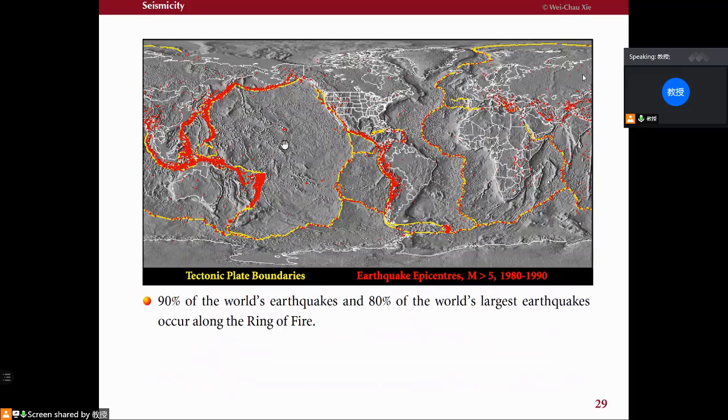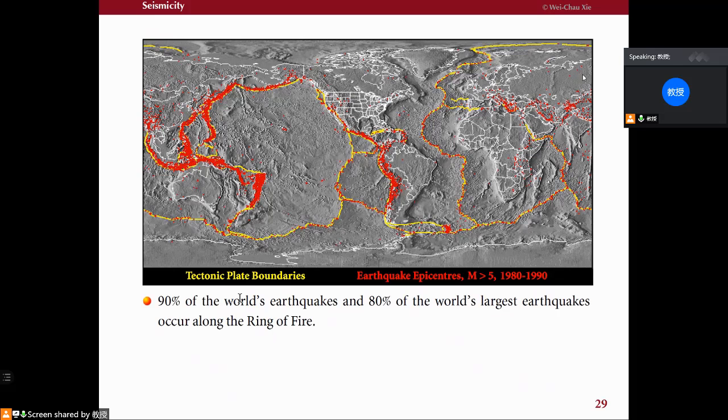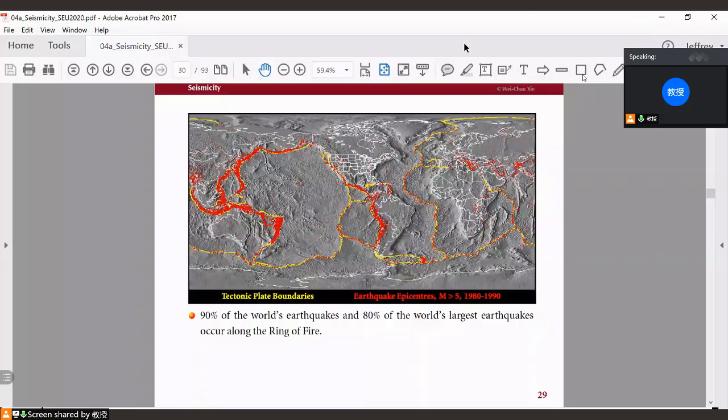Okay, so this figure shows that 90% of the world's earthquakes and 80% of the world's largest earthquakes occur along the Ring of Fire. Okay, so this is the Ring of Fire. And I will show you a simulation.